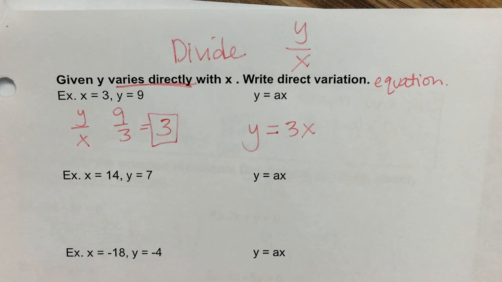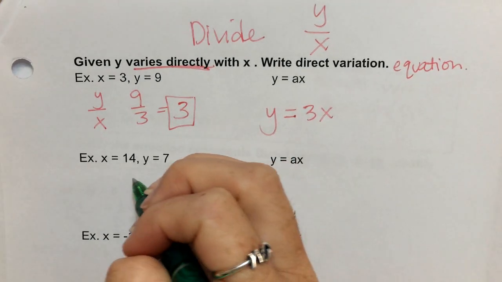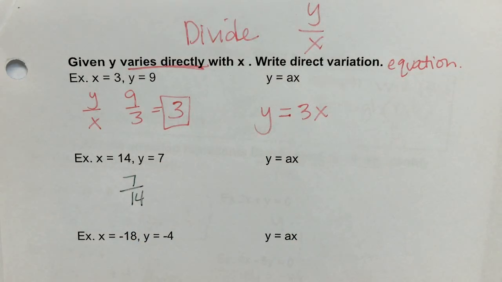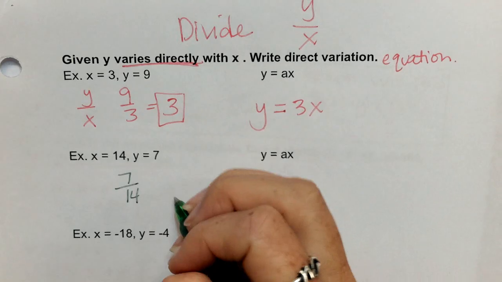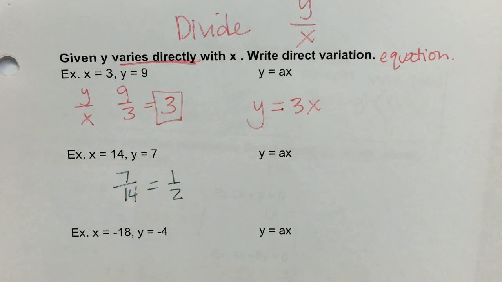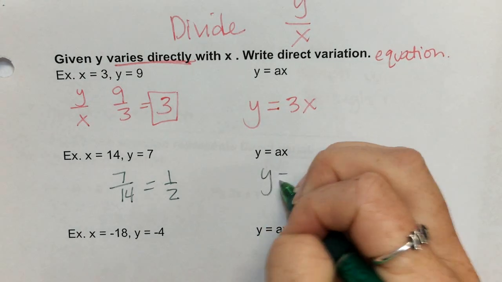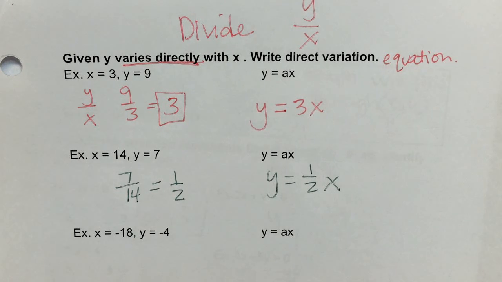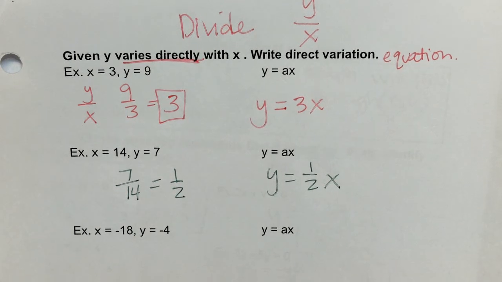All right, next one. You cannot do x over y, guys. Just like on slope formula, it has to be the change in y over the change in x. What would I divide? 7 over 14. Do I need to simplify that? Yes. What is 7 over 14 simplified to? No, it's not 2. That'd be 14 over 7. 1/2. So what's my equation? Y equals 1/2 x.